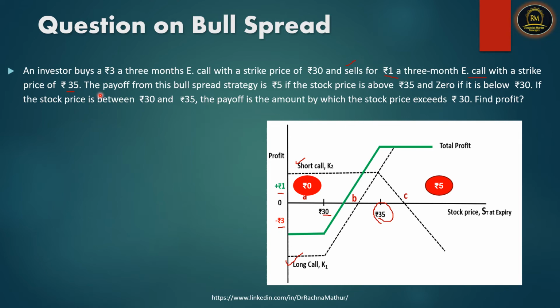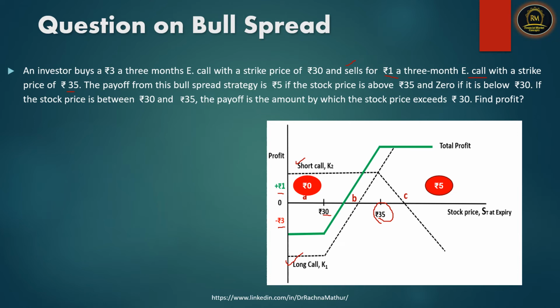Now look at the payoff. The payoff from this bull spread strategy is 5 if the stock price is above 35 and 0 if the stock price is below 30. If the stock price is between 30 and 35 rupees, the payoff is the amount by which the stock price exceeds rupees 30. So your payoff will be whatever extra you receive beyond 30 rupees. Now let us find out the profit.